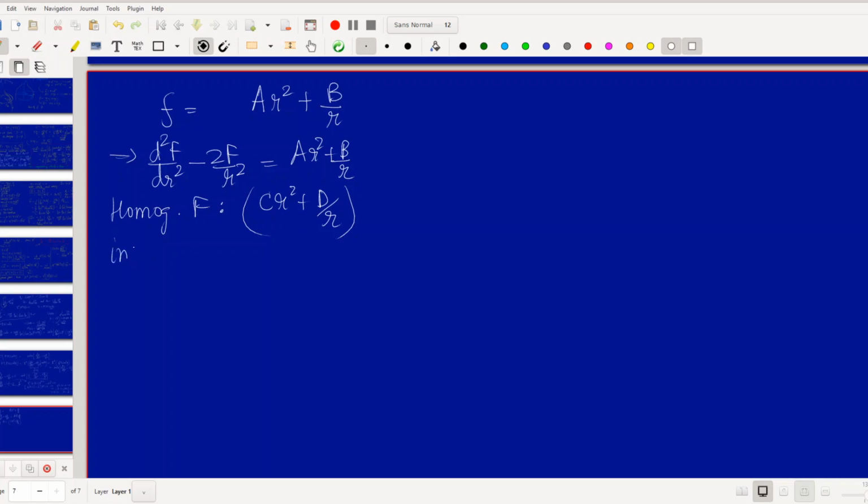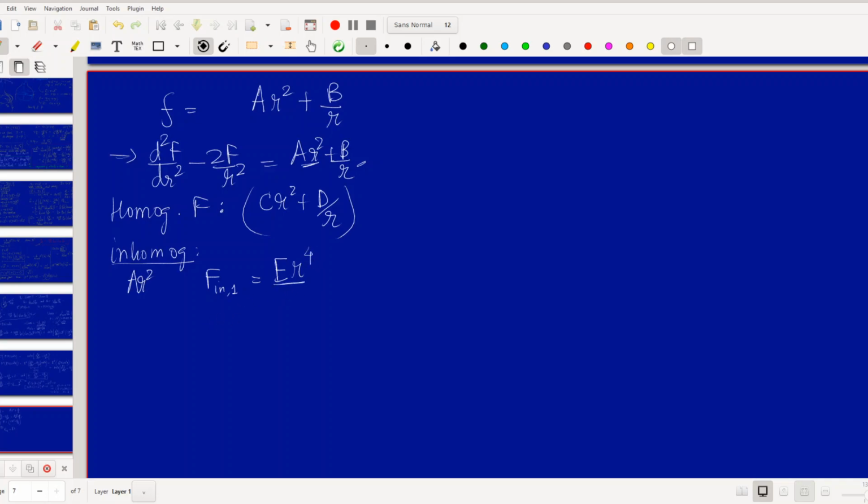What about the inhomogeneous part? So we can do it one by one for this and this, because the equation is linear. So for a r square, let us consider the inhomogeneous for a r square. So if we have to match the solution for a r square, the solution for F inhomogeneous first term has to be of the form r to the power, not c, but let's call it e r to the power 4.